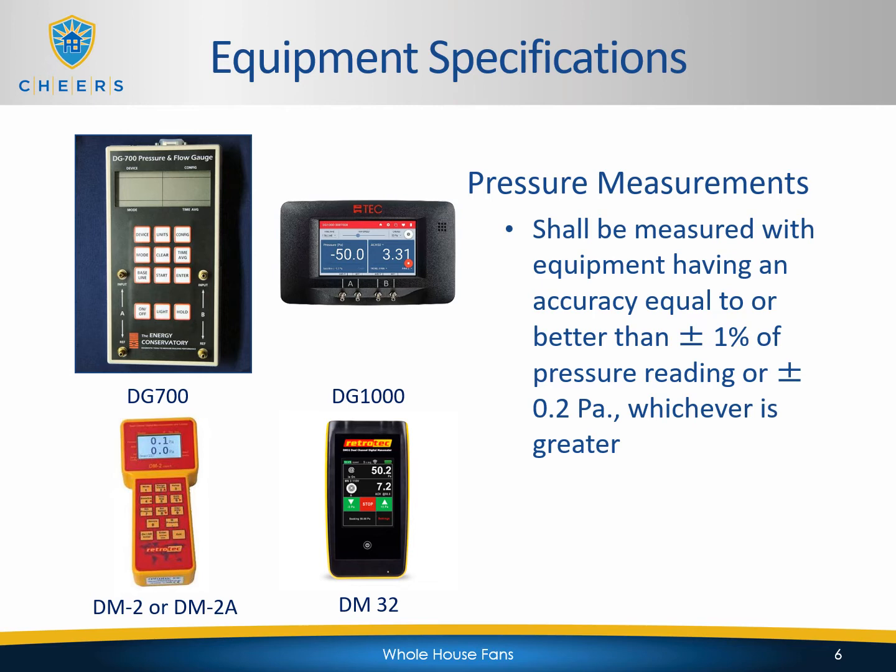Pressure measurements shall be measured with equipment having an accuracy equal to or better than plus or minus 1% of pressure reading, or plus or minus 0.2 pascals, whichever is greater. And here to the left, we can see that we have 4 different styles of manometers. The 2 on the top are from the Energy Conservatory, the 2 on the bottom are from Retrotech. It doesn't matter which one of these you use, all of these are acceptable and meet the requirements set by the code.